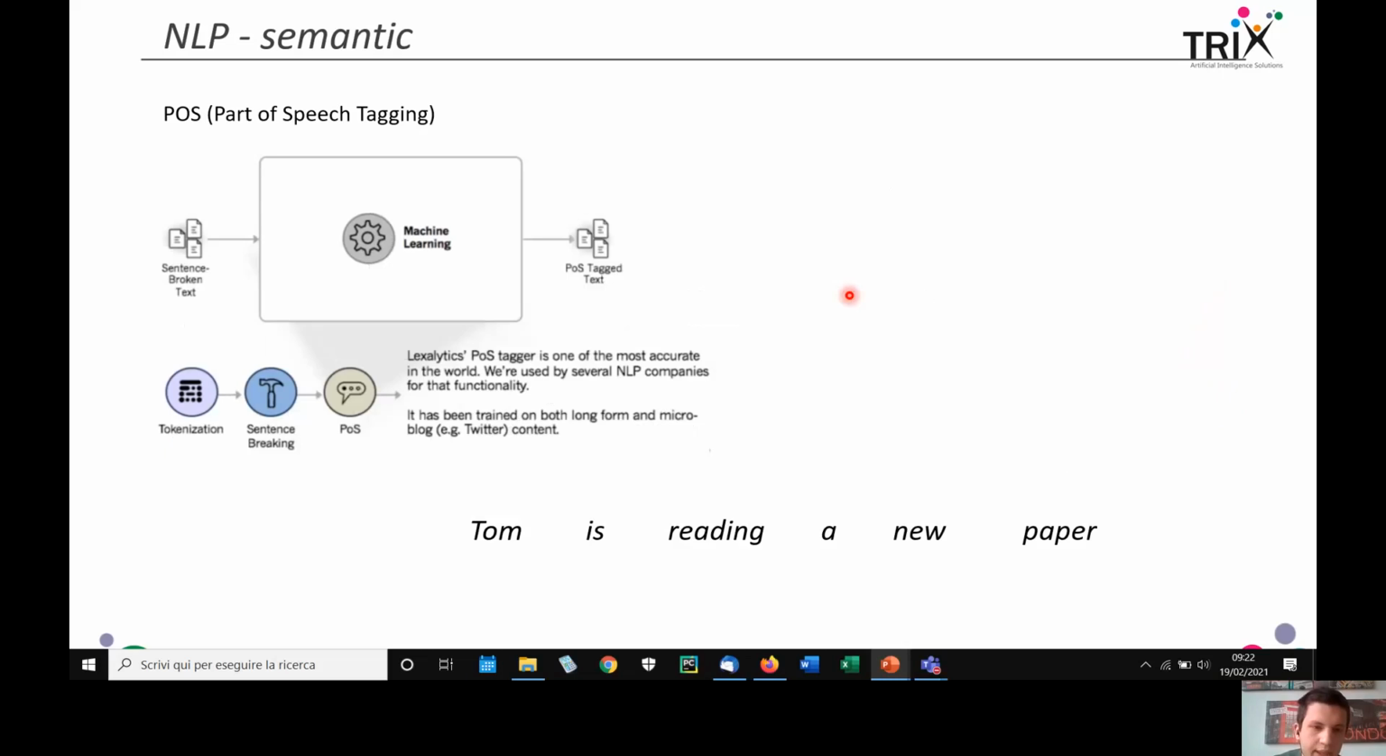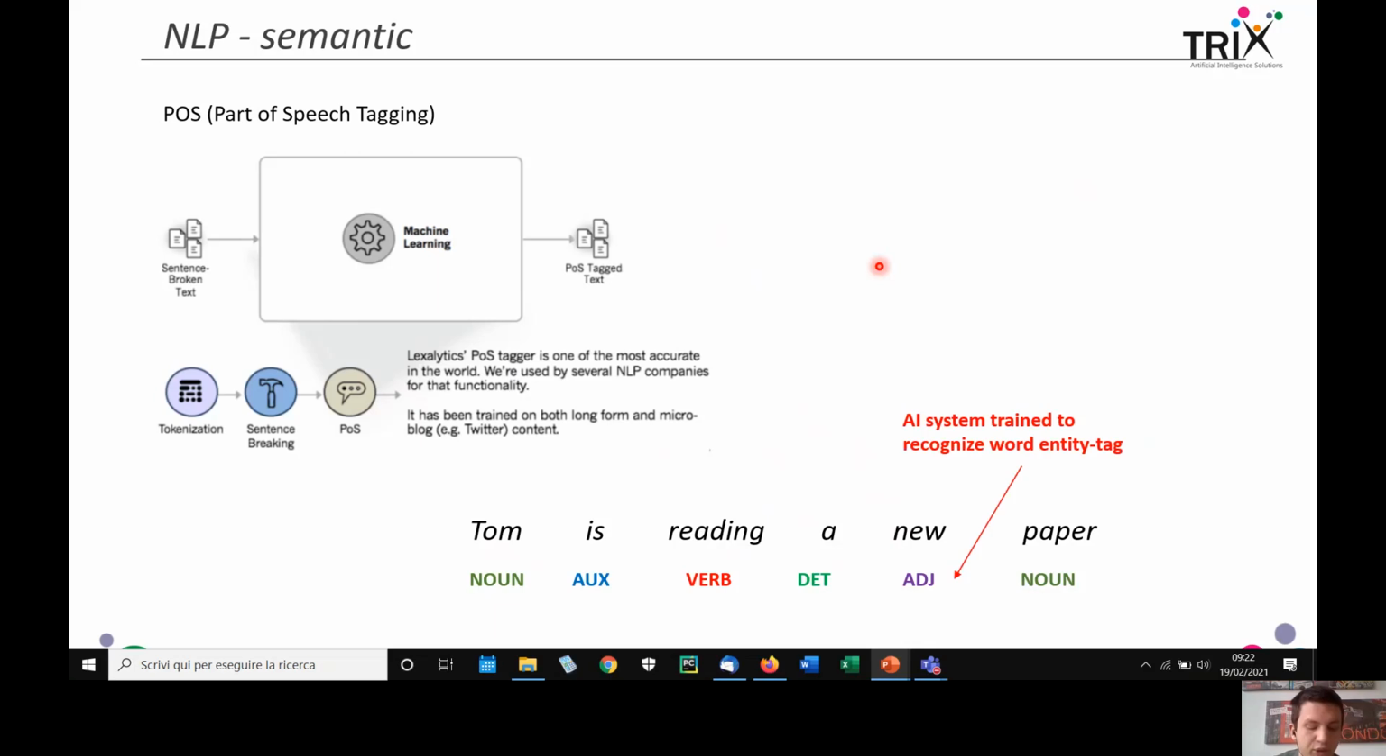The second step is to tag the various words, indicating the type of tag. For example, I take the types of tag from a semantic library. In this case, I tag a single word with the related tag. For example, verb, auxiliary, noun, adjective. In this case, it is adjective, auxiliary, verb.